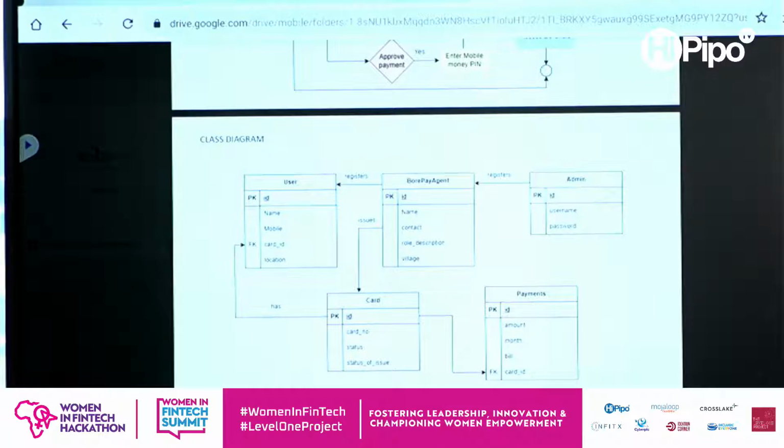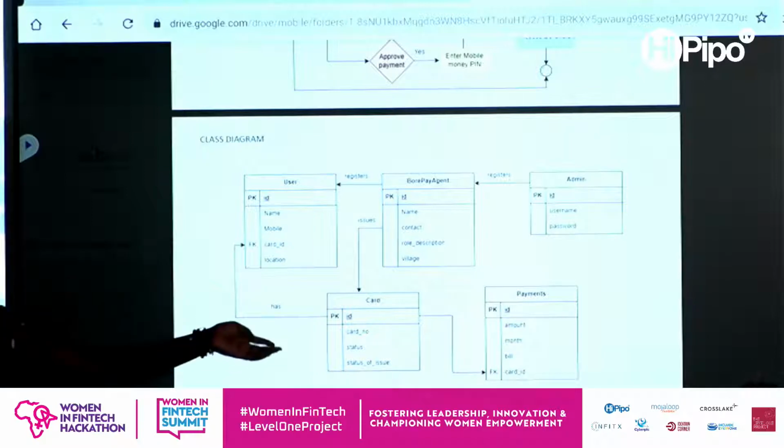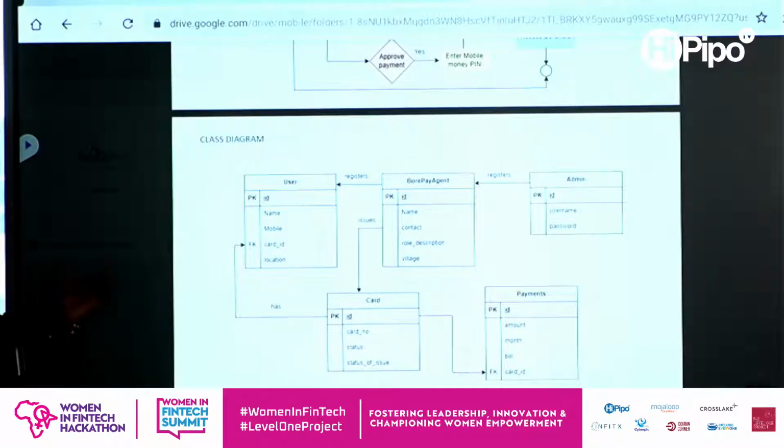Our class diagram: we have the admin who registers the Boape agents and issues the card. The admin will take their username and password. The Boape agents will take their ID, name, contact, rural description, and also the village where they stay. The Boape agent issues the card. The card has a number and a status, and also the date when the card was issued. And the user has a name, mobile number, card ID, and location.